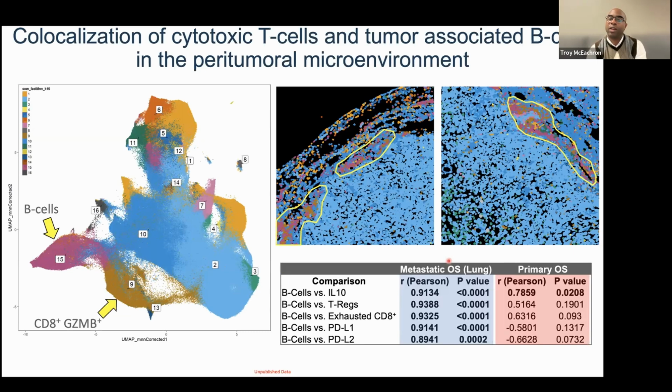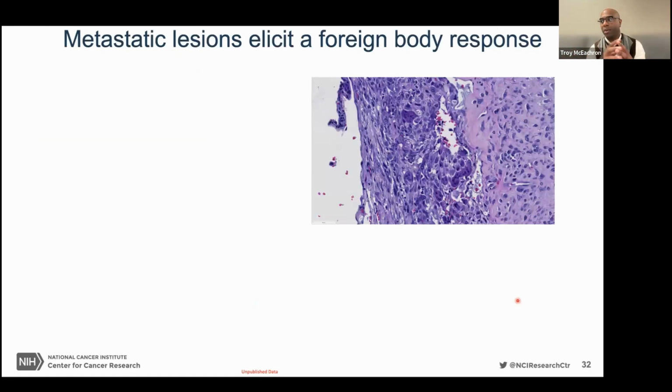And from previous data, what we see is that B cells in the metastases are really associated with immunosuppressive IL-10, regulatory T cells, exhausted CD8 cells, and immune checkpoints. So there's a correlation between B cells and immunosuppression in metastatic osteosarcoma that's not really present in primary osteosarcoma. So we thought that was really cool. And the fact that we have these B cells butting up against these cytotoxic lymphocytes in the periphery, we asked the question, might that be doing something? So that's something that we're really interested in trying to explore a little bit more.